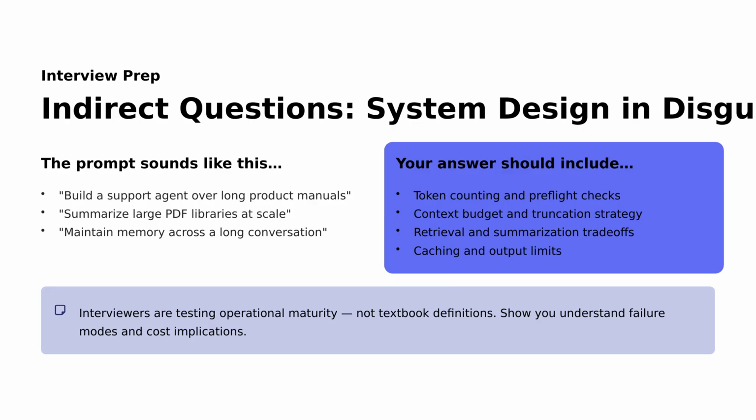A lot of LLM interview questions are really system design questions in disguise. If they ask about long manuals, huge PDF collections, or conversation memory, don't just describe the model. Talk about token counting, pre-flight checks, context limits, truncation strategy, retrieval versus summarization, and where caching helps. Also, mention output limits, failure modes, latency, and cost. That shows operational maturity, which is usually what the interviewer is actually testing.